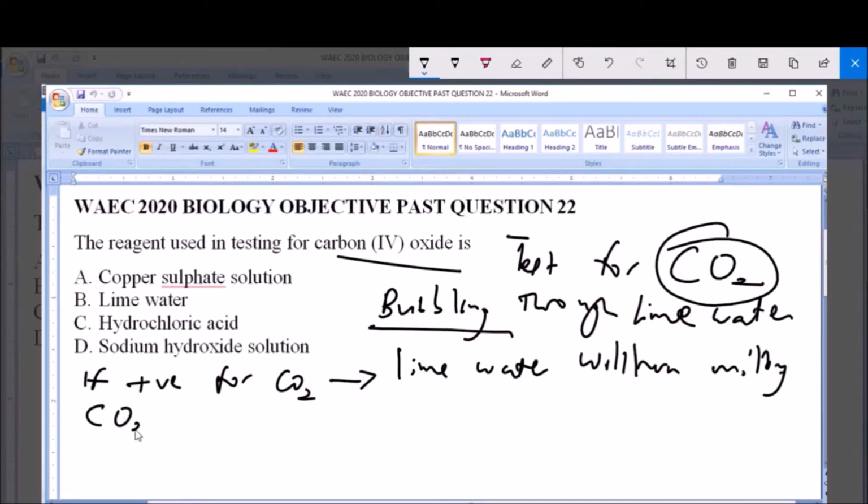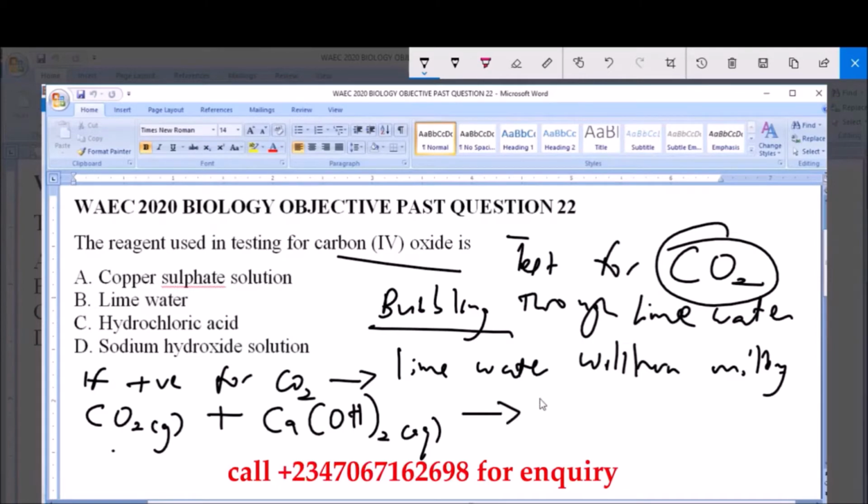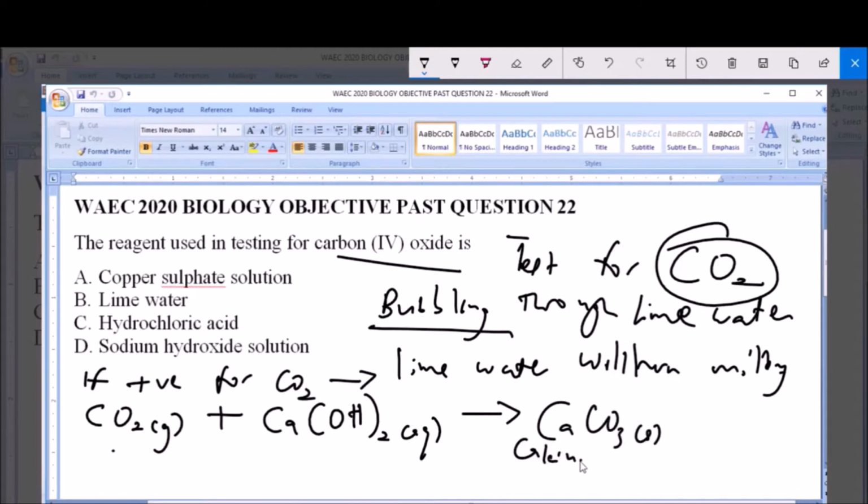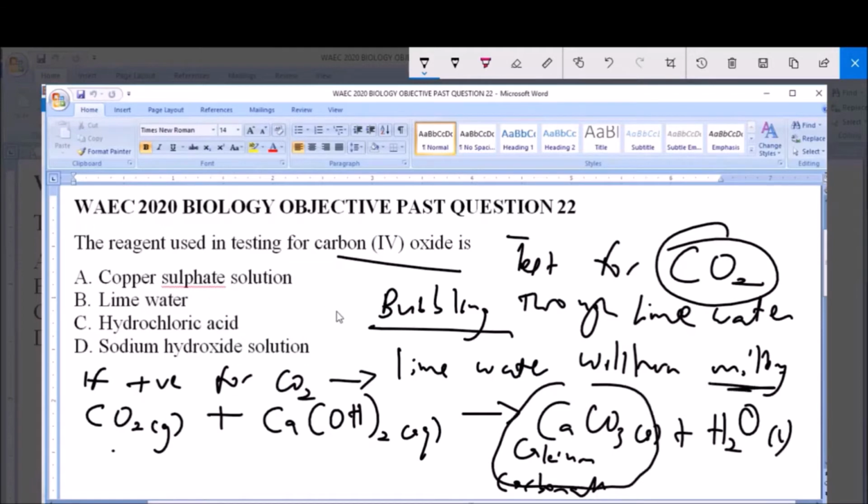So just for the purpose of clarity, here is the chemical reaction. You would have the carbon dioxide reacting with lime water. Lime water is calcium hydroxide aqueous solution. So when you react with this, what it will form is CaCO3, calcium carbonate, and water. So this calcium carbonate is what will give the milky color. So as we have rightly established, lime water is the best reagent used for testing carbon 4 oxide. Lime water is option B.